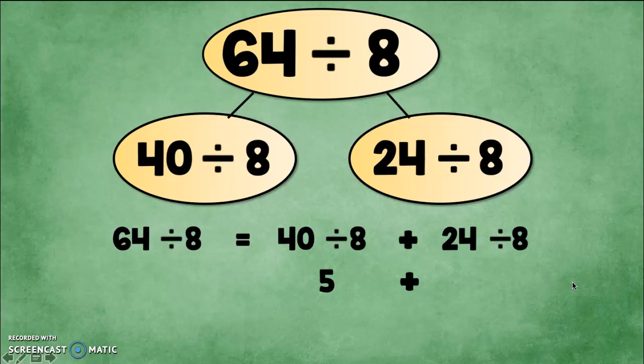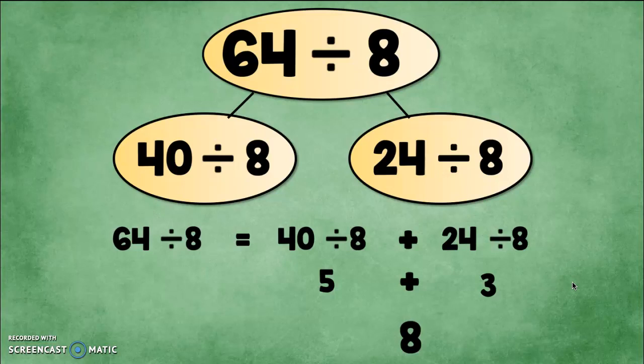Friends, what's 24 divided by 8? Yeah, count by 8s. 8, 16, 24. What is that number, friends? Good, 3. Now I just need to add those parts together, just like I did with our array for multiplication. What's 5 plus 3, friends? Ding, ding, ding, ding, ding. Yes, it's 8. So 64 divided by 8 must be equal to 8.